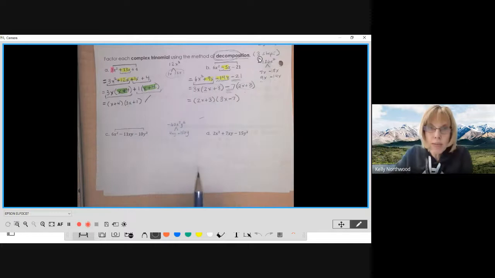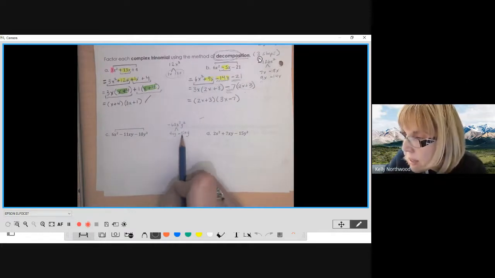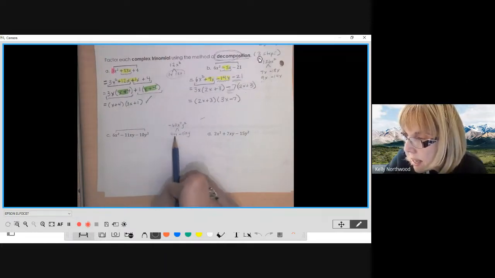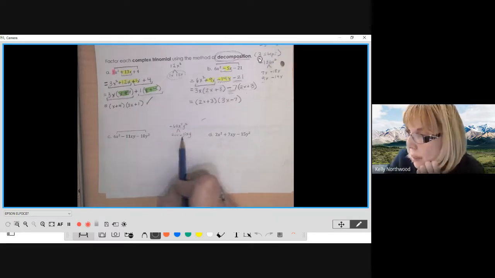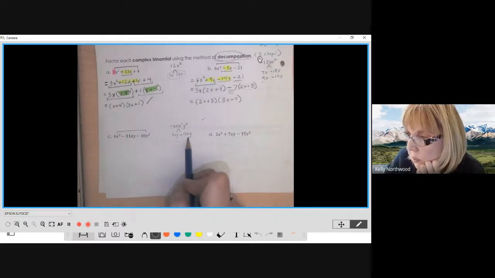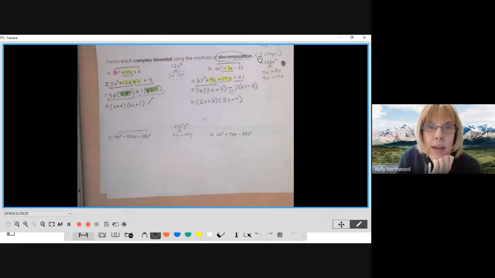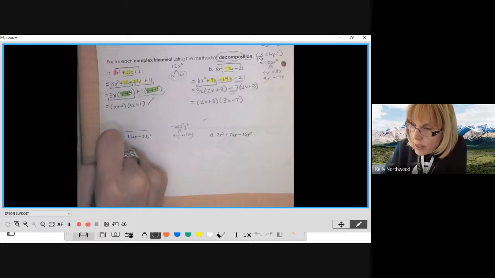So check, don't take it for granted. So 4 times negative 15 is negative 60. xy times xy is x squared y squared. And 4xy plus negative 15xy does give you negative 11xy. So those are my two terms that I'm going to use to decompose.